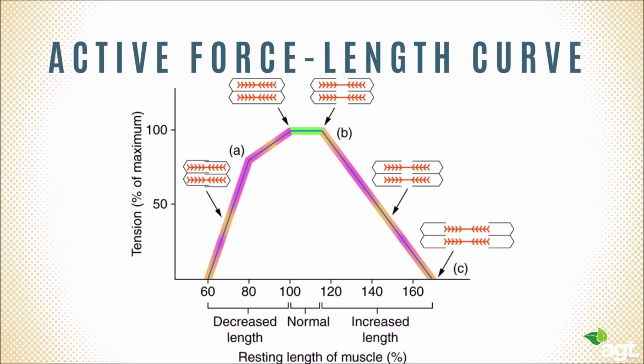Now in this first part of the graph, we're at a decreased muscle length, where the force increases. We have an ascending region. Then we get to a normal length, where we hit a plateau. That's where the maximal force production is possible. After that, we have an increased muscle length. The region is descending and the force decreases.